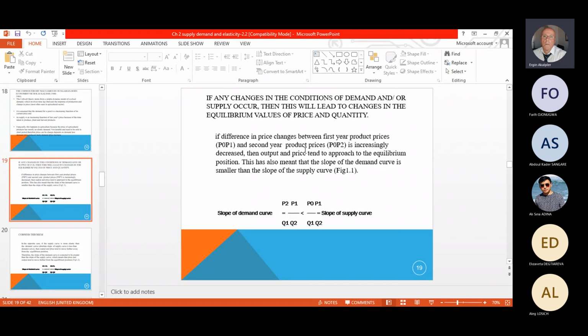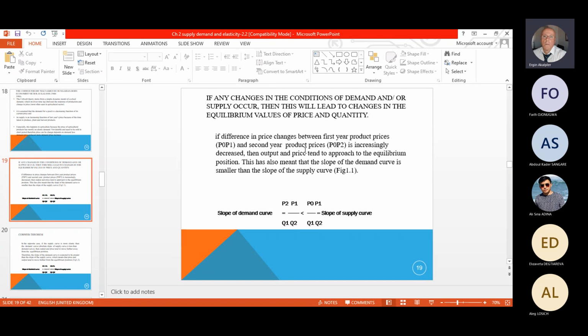If any changes in the conditions of demand and or supply occur, then this will lead to changes in the equilibrium values of price and quantity. If the difference in price changes between first year product prices, which is P0, P1, you will see in the following slides the position of the graph, and second year product prices P0, P2, is increasingly decreased, then output and price tend to approach the equilibrium position.